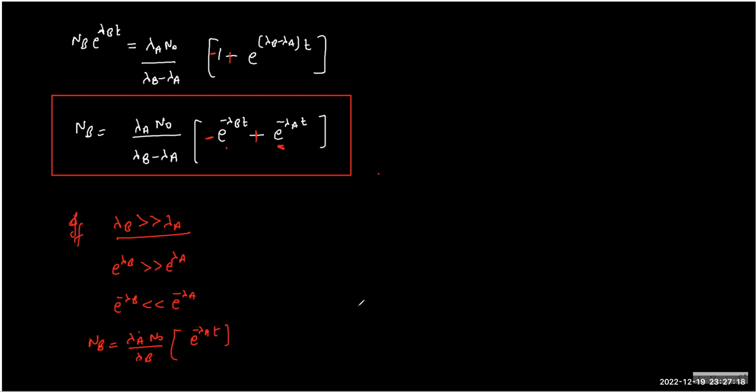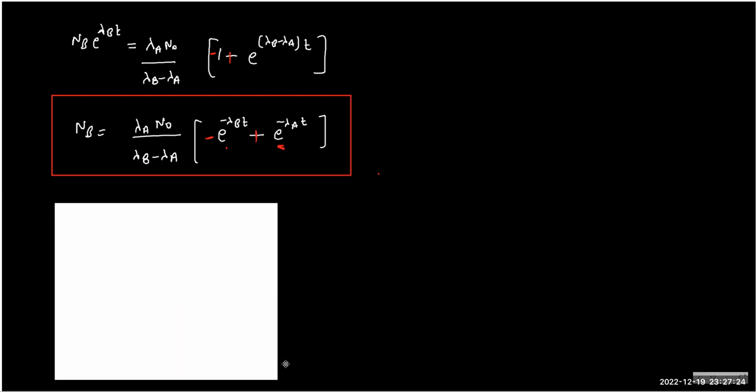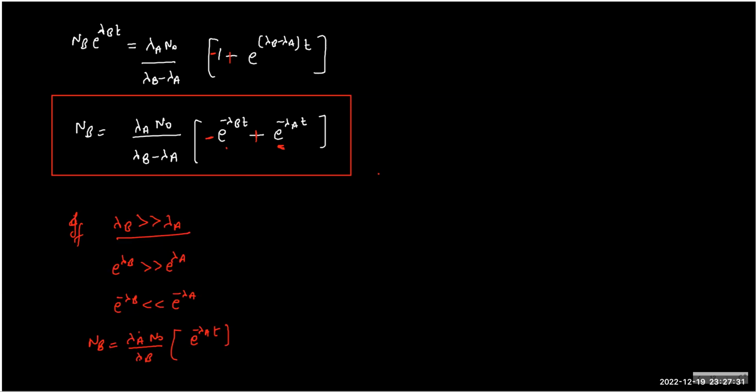Aha. Lambda a is much bigger than lambda b in the first case. The parent was having a high value. I think I made a mistake. Yes, no, this is correct now. Let me just change this.